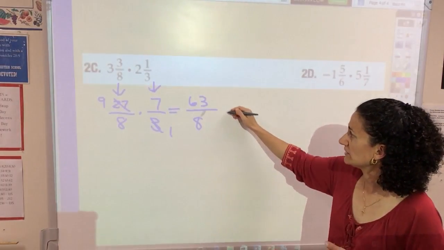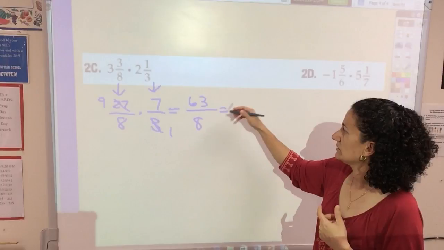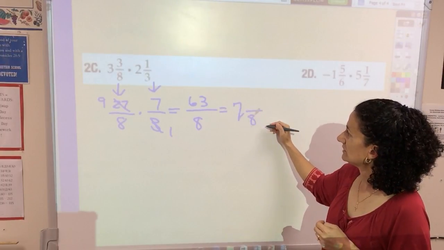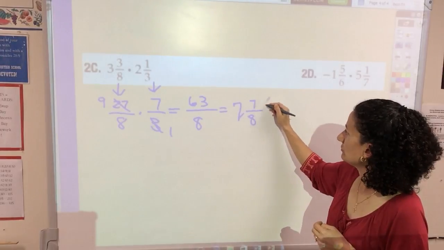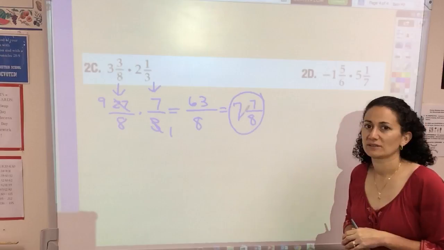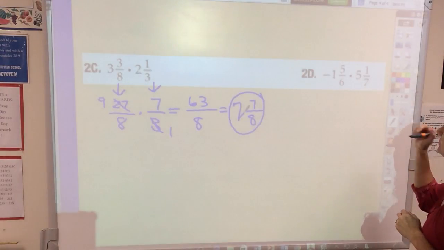I have an improper fraction, so I'm going to divide. 8 goes into 63 7 times, because 7 times 8 is 56, and 7 remaining. How'd you do? 7 and 7/8 is my answer. Okay, let's check this one.